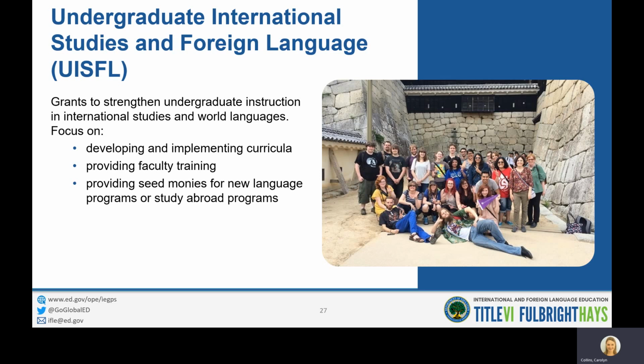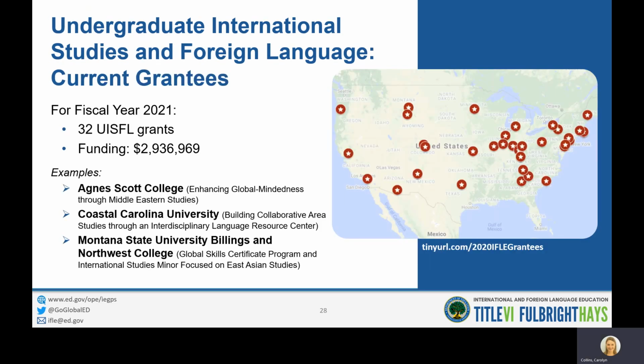So the picture you see here is actually from one of our UISFL grantees, Joliet Junior College, who received a UISFL grant several years ago to help build out a study abroad program to Japan. And so you see here a group of their students having a great time in Japan. So we currently have 32 UISFL grantees located all across the country. For fiscal year 2021, the UISFL program represents $2.9 million of funding.